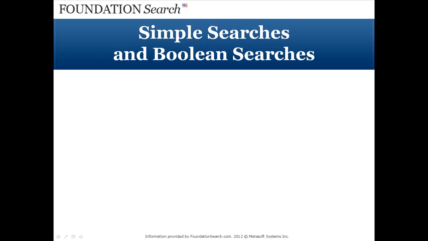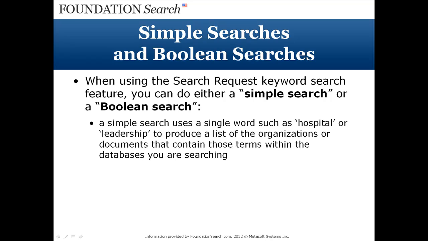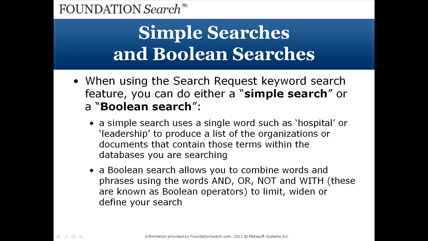Simple searches and Boolean searches. When using the Search Request Keyword Search feature, you can do either a simple search or a Boolean search. A simple search uses a single word, such as hospital or leadership, to produce a list of the organizations or documents that contain those terms within the databases you are searching. A Boolean search allows you to combine words and phrases using the words and, or, not, and with. These are known as Boolean operators, to limit, widen, or define your search.